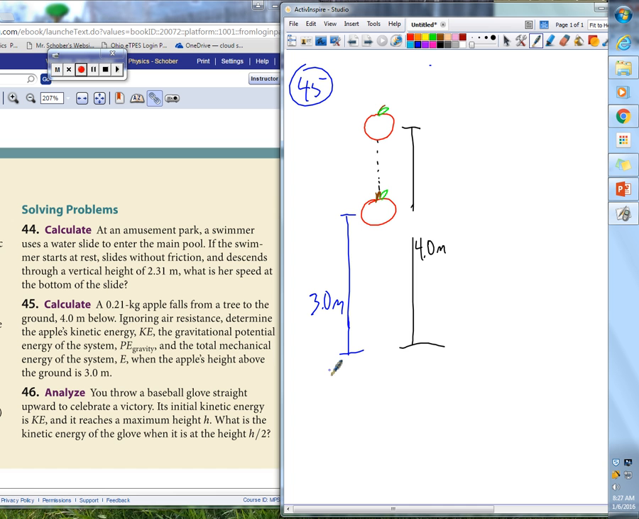And it wants to know what the PE is, what the KE is, and what the total mechanical energy is at 3 meters. So, still a conservation of mechanical energy problem. PE initial plus KE initial is equal to PE final plus KE final. Okay? So PE initial is going to be mass times gravity times height, mgh initial. It falls from a tree, so KE initial is actually going to be 0. So plus 0 is equal to mgh final.